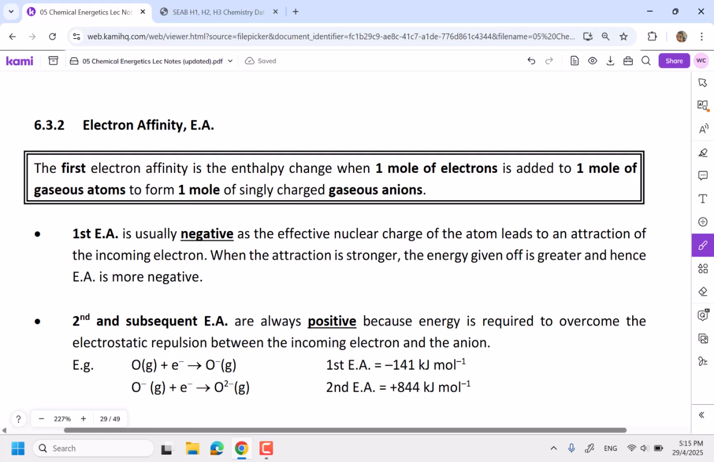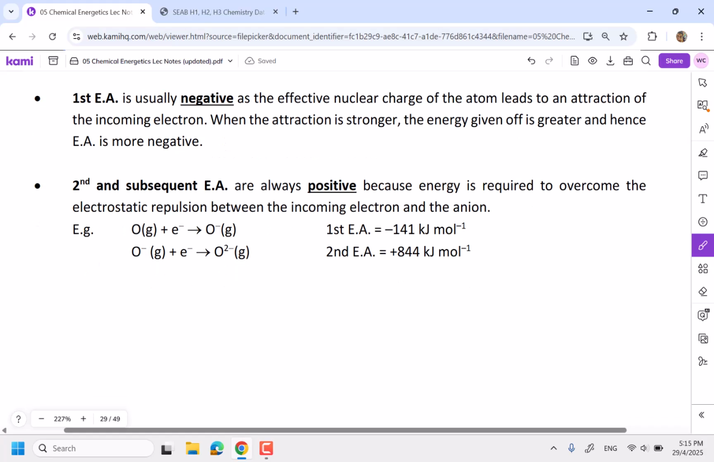Why? Because the electron comes in, and the nuclear charge strengthens the attraction between the nucleus and the electrons. But subsequently, the second electron affinity could be positive. For example, in the case of oxygen, after it becomes O-, you are forcing another electron into a negatively charged anion. Then you need to input some energy to overcome the electrostatic repulsion between the two negatively charged species.